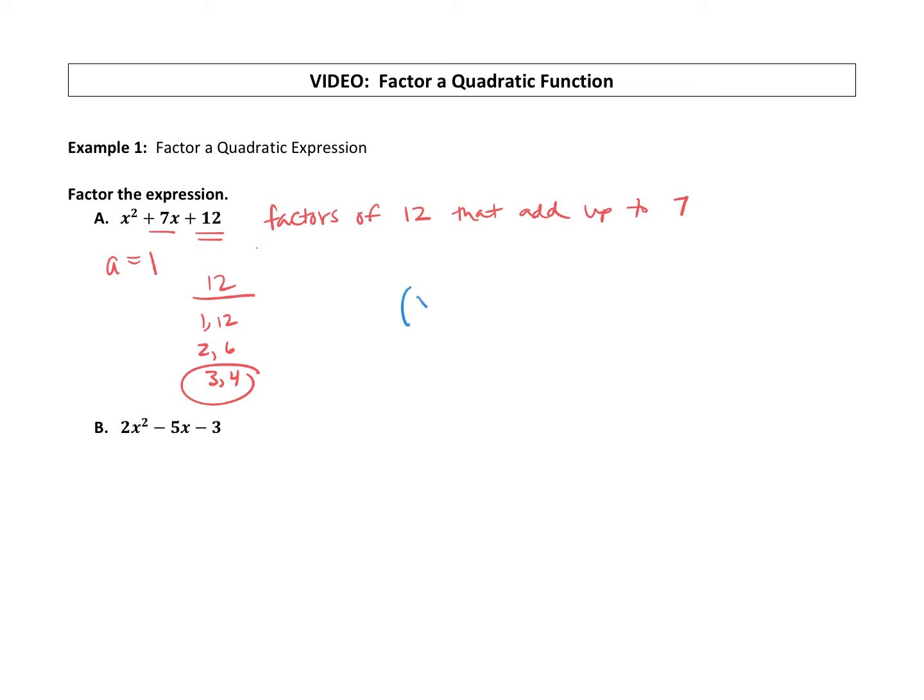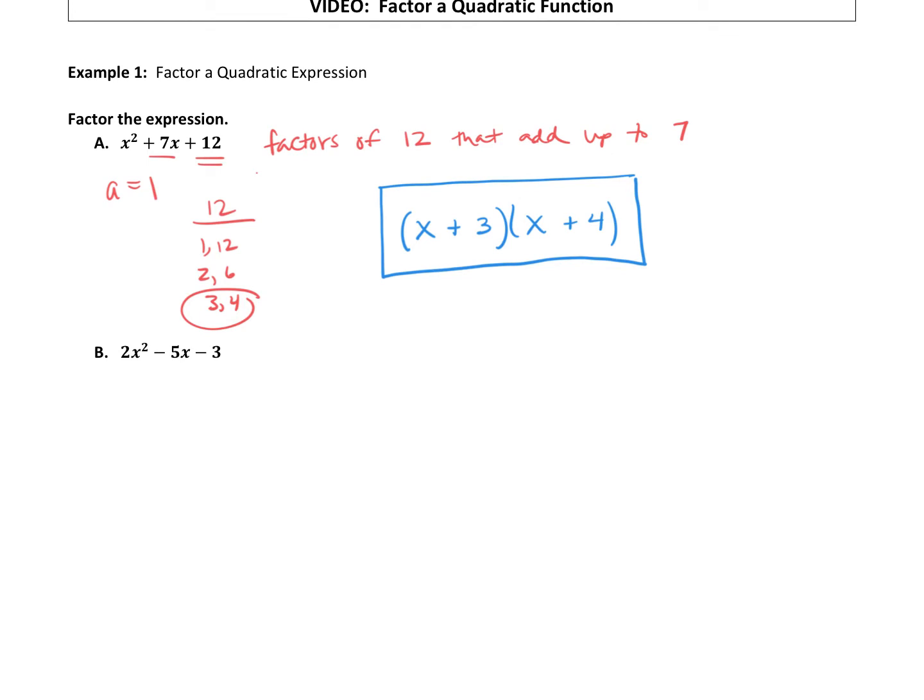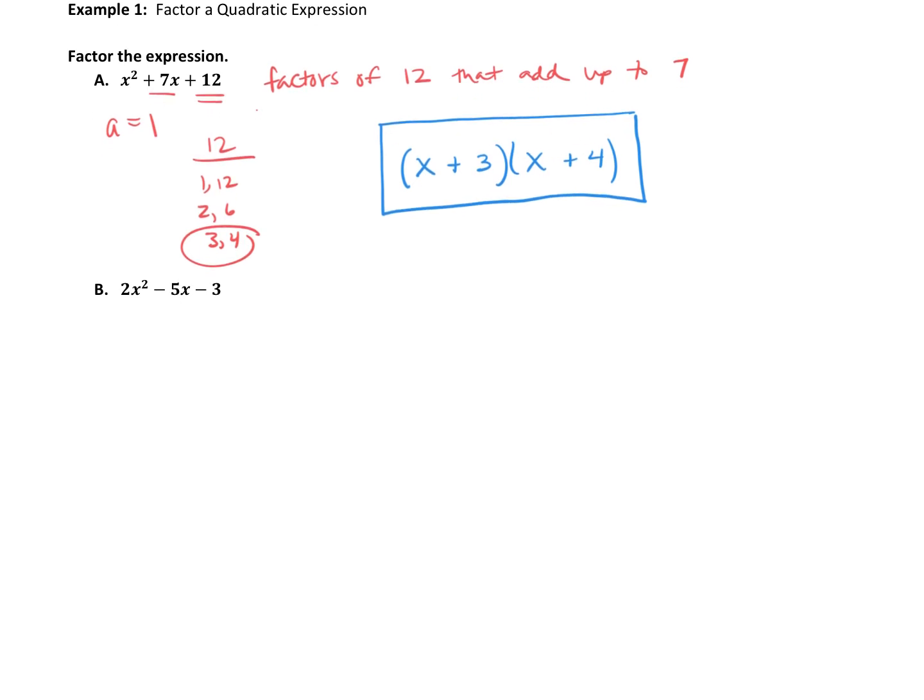Factored form is going to look like x plus 3, because that was a positive 3, and x plus 4, because that was a positive 4. And you may be thinking, that seems kind of familiar. That's because you have factored in algebra. So this is just kind of a reminder video on how some of this factoring works.